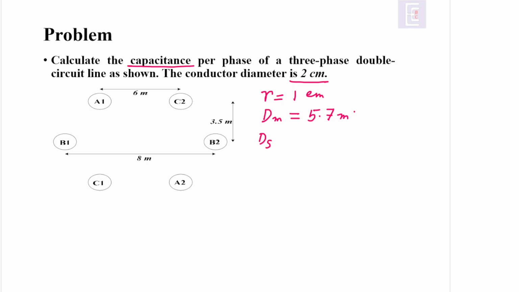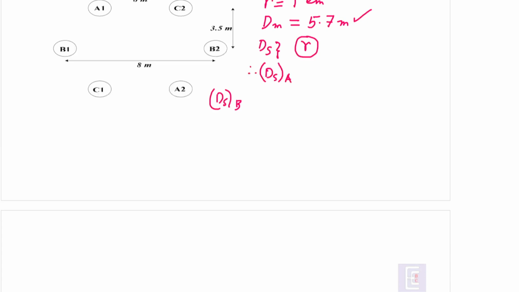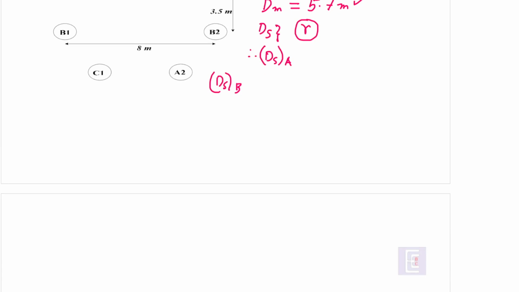As far as the capacitance is concerned, this is exactly the same as in the inductance calculation, so it is repeat work and I am not doing that. dm was found to be 5.7 meter. However, ds will be a little different. Why? Because in capacitance calculation you should always consider the conductor radius. So let us first calculate the self distance of phase A, then phase B, then phase C.